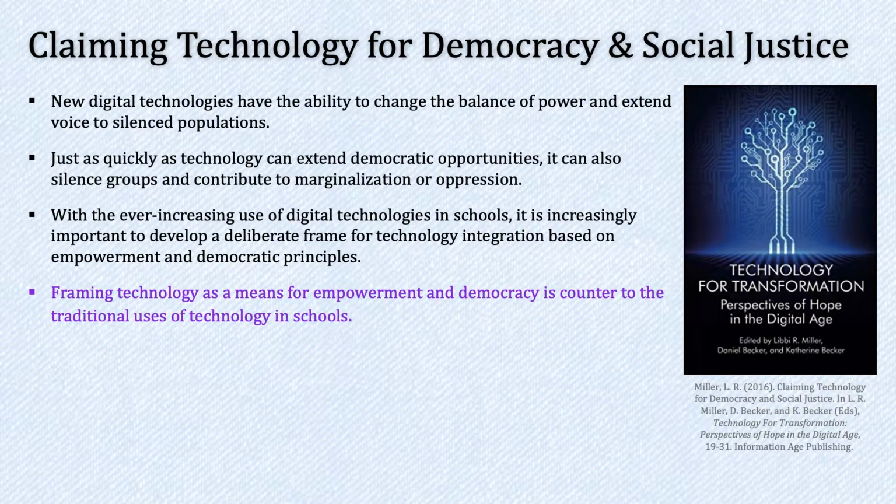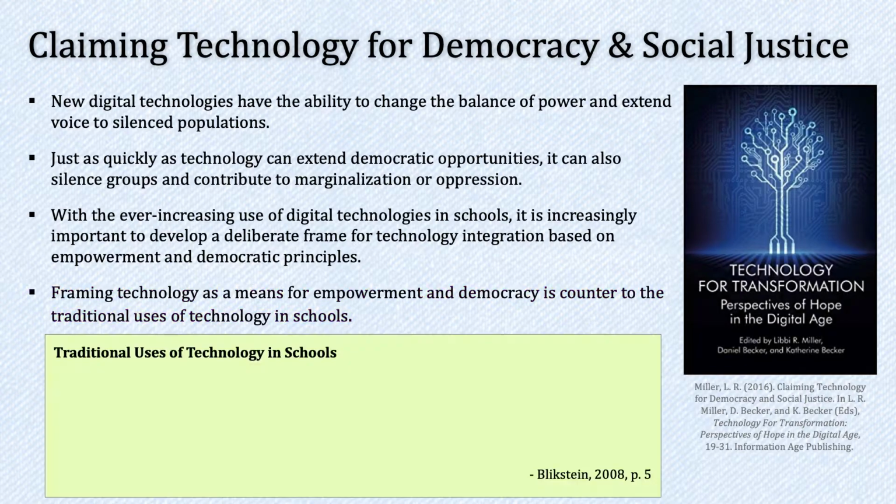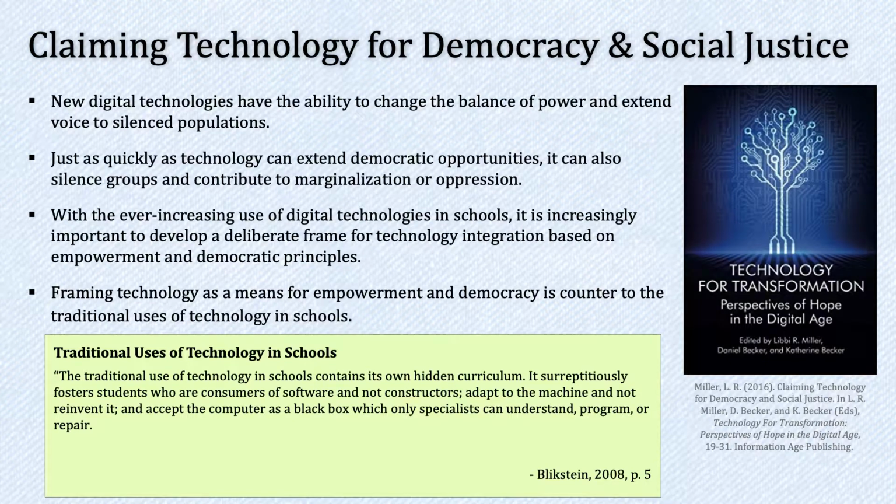Miller states that framing technology as a means for empowerment and democracy is counter to the traditional uses of technology in schools. So, what is the traditional use of technology in schools? Well, Miller offers a quote which states that the traditional use of technology in schools contains its own hidden curriculum. It surreptitiously fosters students who are consumers of software and not constructors. It positions students to adapt to the machine and not reinvent it. It accepts the computer as a black box which only specialists can understand, program, or repair.